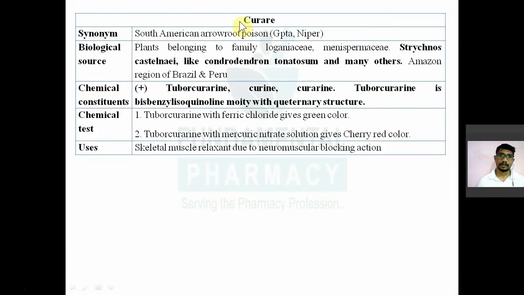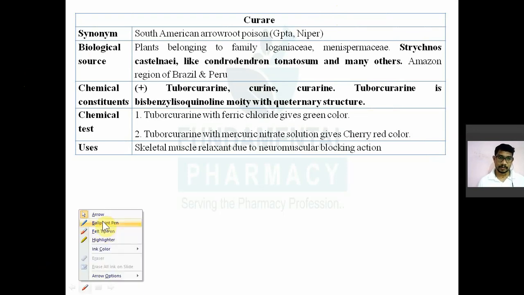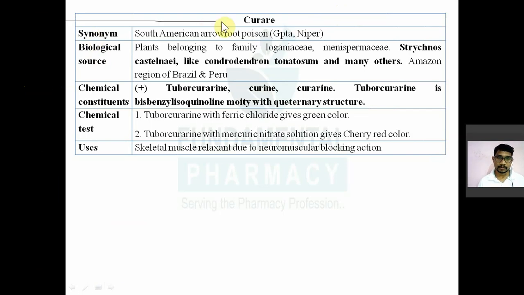Next one is curare alkaloid. Remember over here, it is also known as South American arrowroot poison. It is obtained from plants of different families like Loganiaceae and Menispermaceae. Strychnos castelnaei, then Chondrodendron tomentosum, and many other species are found in the jungles of the Amazon.